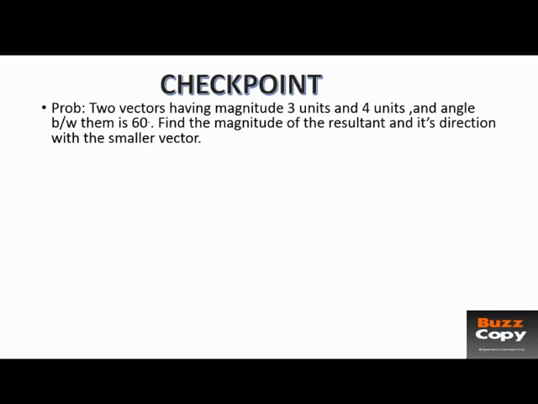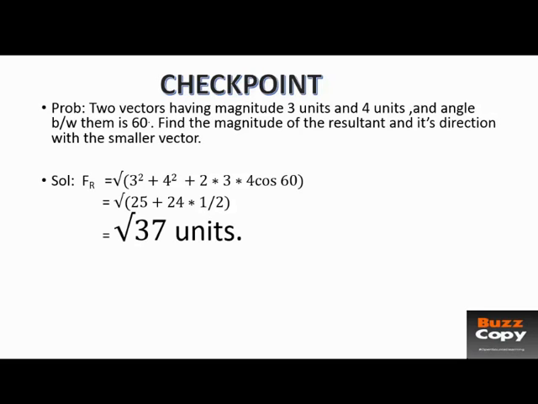Checkpoint. Problem. Two vectors have magnitude 3 units and 4 units and angle between them is 60 degree. Find the magnitude of the resultant and its direction with the smaller vector. Resultant is equal to under root 3 square plus 4 square plus 2 into 3 into 4 cos 60, which is equal to under root 25 plus 24 into 1 by 2, which is equal to under root 37 units.